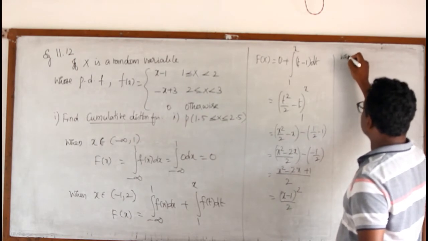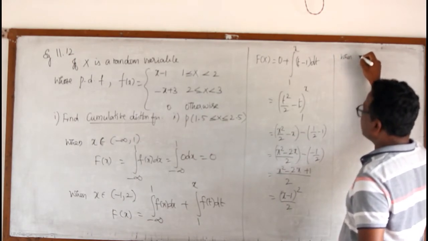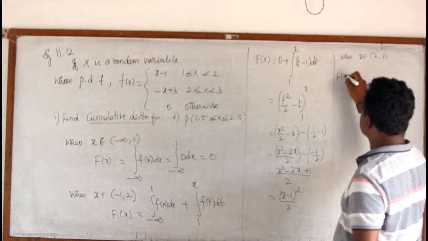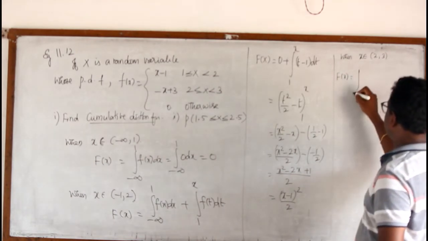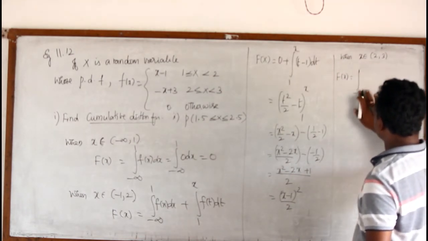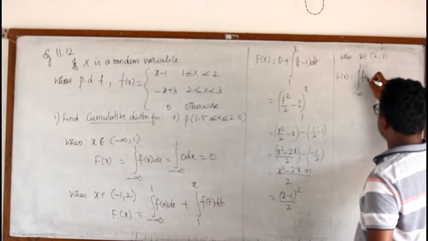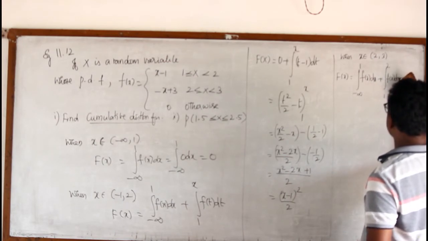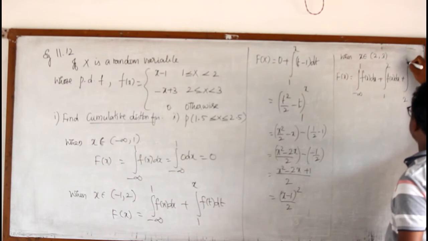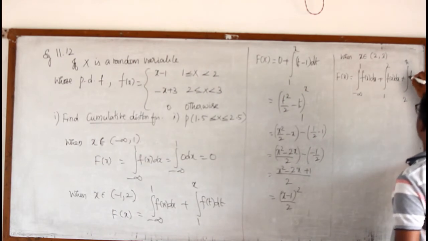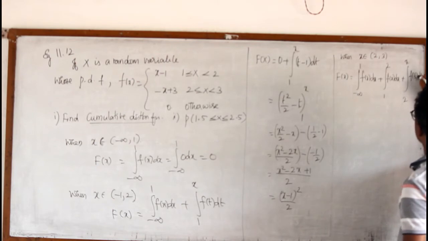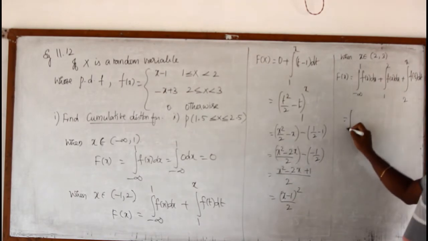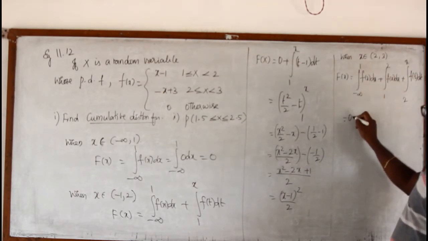Now when x belongs to 2 to 3, then f of x is up to 3 I have to add, so minus infinity to 1 f of x dx, then 1 to 2 f of x dx, but from 2 to, it is not 3, it is x and it is f of t dt. So you should not forget the last term, what you are finding, it must have x. So it is minus infinity to 1, the function value is 0.